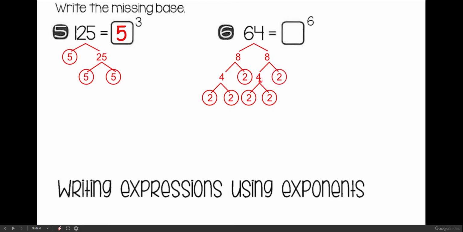Notice I didn't circle these 4s because they do get broken down, so that is not considered one of the circleable factors. So when I multiply 2 six times, because 1, 2, 3, 4, 5, 6, I should get 64. Again, try that in your calculator. Just type 2 times 2 times 2 times 2 times 2 times 2, and you should get 64.